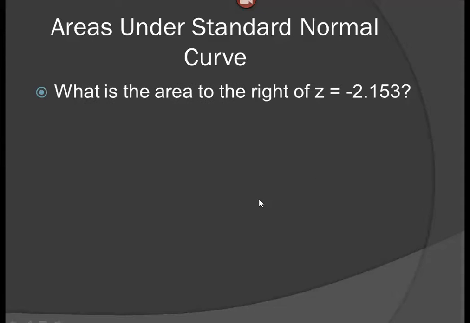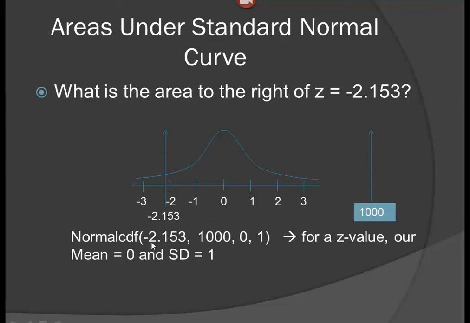What's the area to the right then of negative 2.153? I'm just picking these z values at random, something for us to use. So here we go, we're a little bit further to the left now. And we don't have an upper boundary. So we run into that same problem. We don't have a number for up here. So I'm going to choose something that's extreme enough to the right, like positive 1,000. So negative 2.153, comma 1,000, comma 0, comma 1.